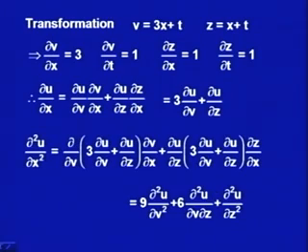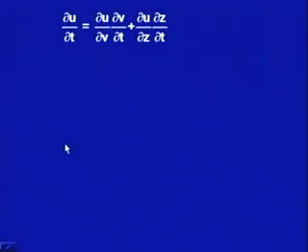Now, let us move to the ∂u/∂t. Again using the chain rule, ∂v/∂t is 1 and ∂z/∂t is also 1. So, we get it as ∂u/∂v plus ∂u/∂z.